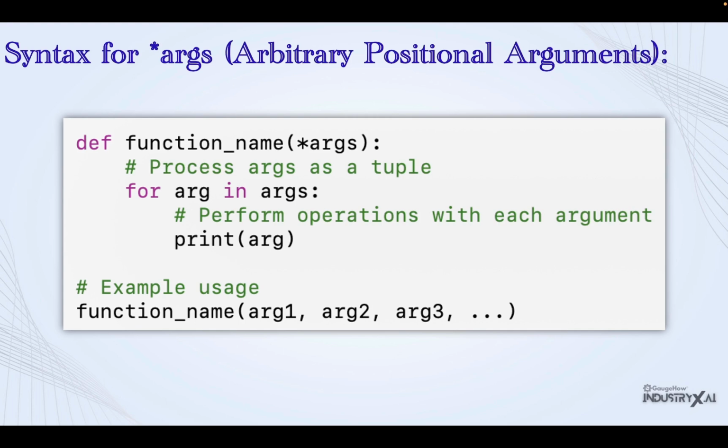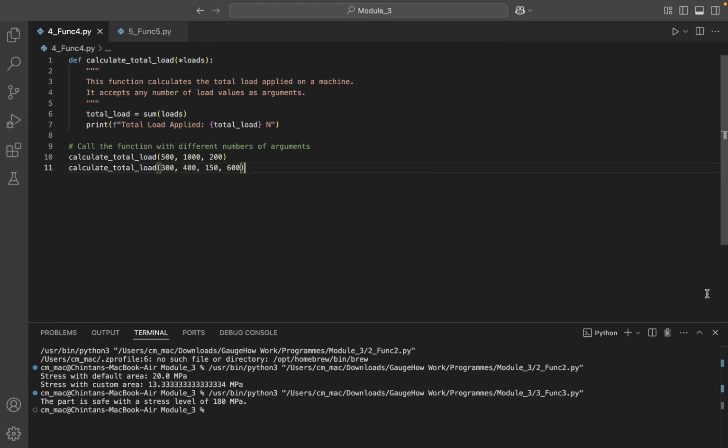To understand its use, let us go to VS Code and run one program. So here you can see that we have created one specific function with the name calculate total load. Within that we have provided the variable argument, that is star loads. So it represents that we may provide any number of loads based on the requirement. Within that function, our objective is to find the sum of loads.